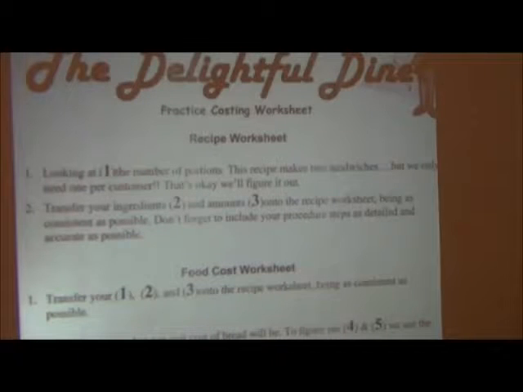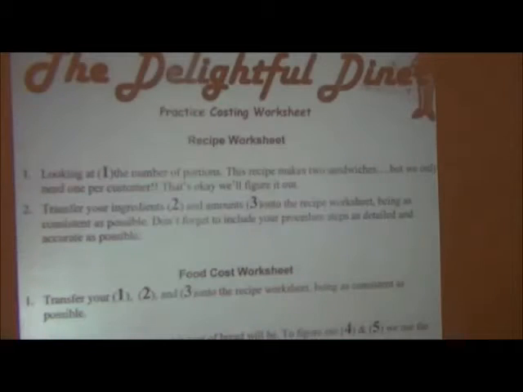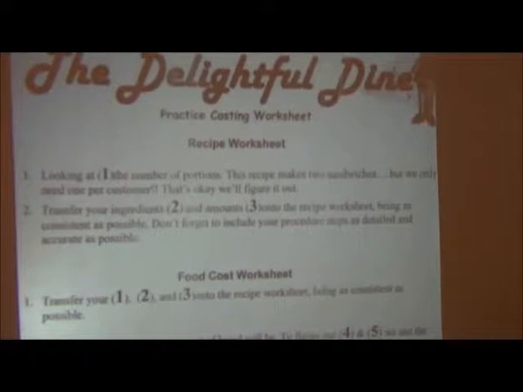Looking at number 1, if I'm going to find number 1, I'm going to find that under recipe worksheet right there, number of portions. So there's number 1 right there. So keep that in mind. I'm going to move that off. Number 1 is looking at the number of portions. So for this practice one, we're going to do grilled cheese, and it makes 2 sandwiches, but we only need 1 per customer. So what we're going to do is we're going to figure that out.